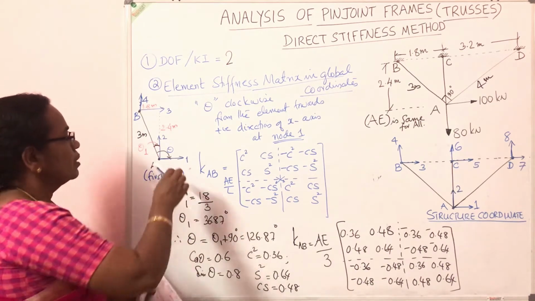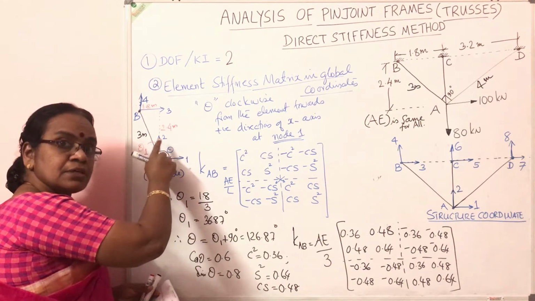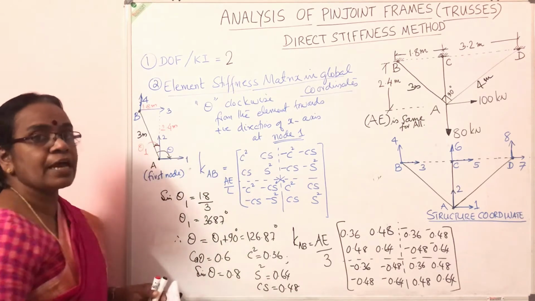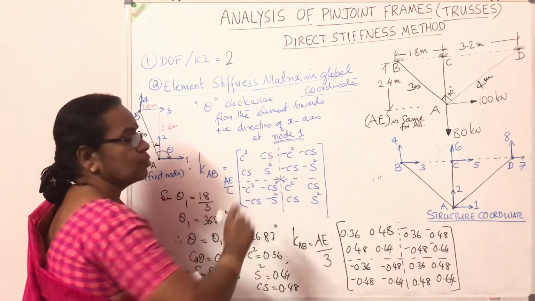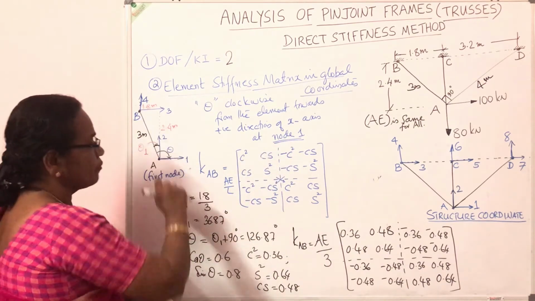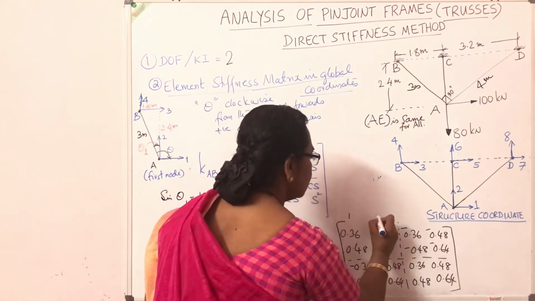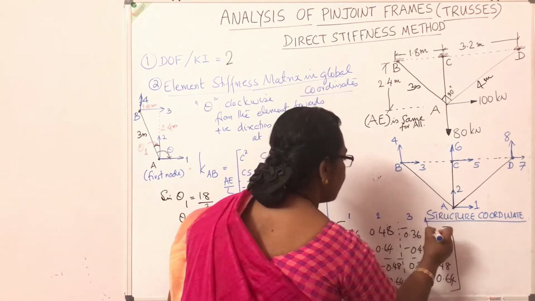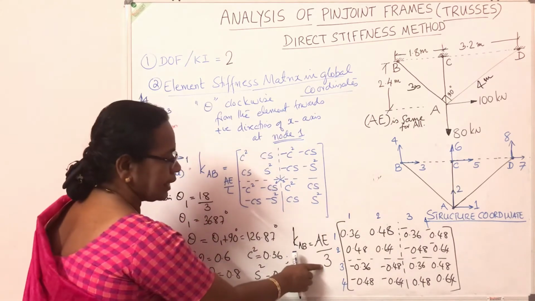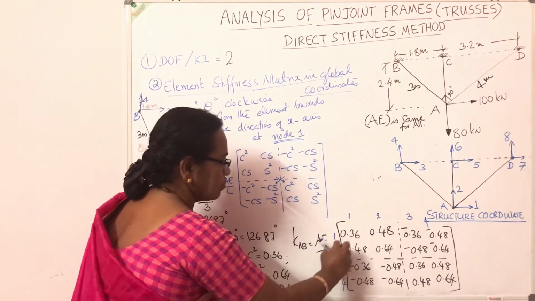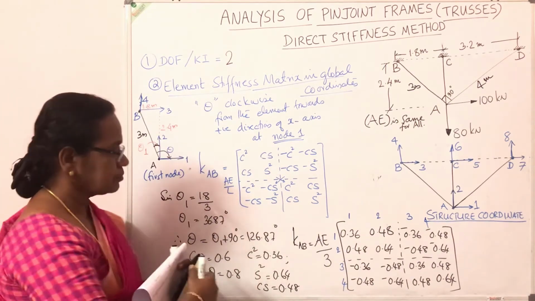The only thing to be noted is to measure the angle theta correctly. I repeat, from the element clockwise towards x positive direction at the first node. That is also important, at node 1. Now the coordinates are 1, 2, 3, 4. So if you want to assemble it, we should write the coordinate numbers at the top. So we write 1, 2, 3, 4. Similarly 1, 2, 3, 4. There is an AE by L term outside. You divide each term with 3 and rewrite that matrix.